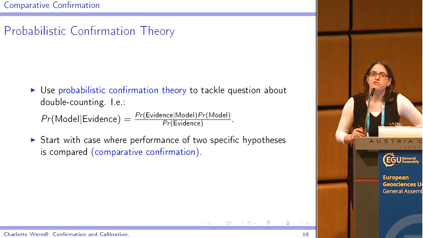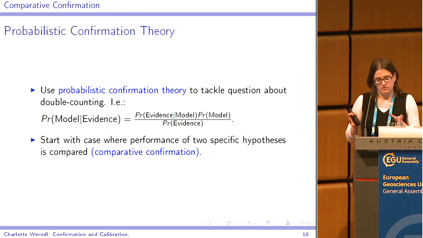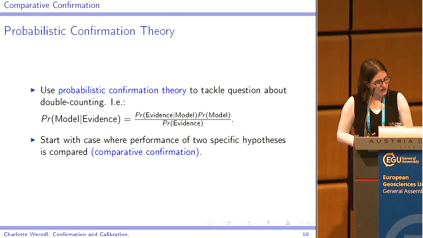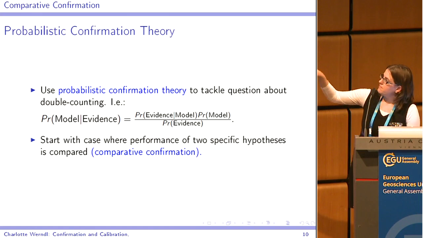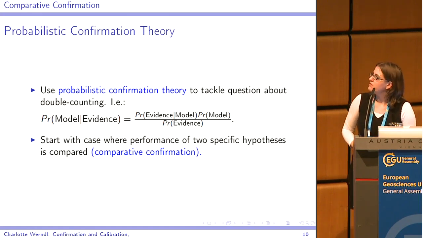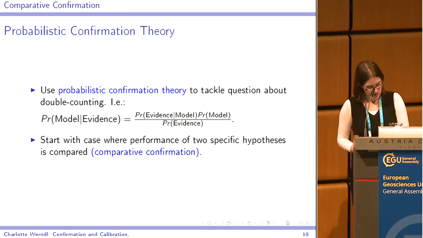Probabilistic confirmation theory is often also called Bayesianism, although it's a bit of a loose term. Some people understand different things by it. And as I said, what I will say intuitively later, you can prove within this formal framework.